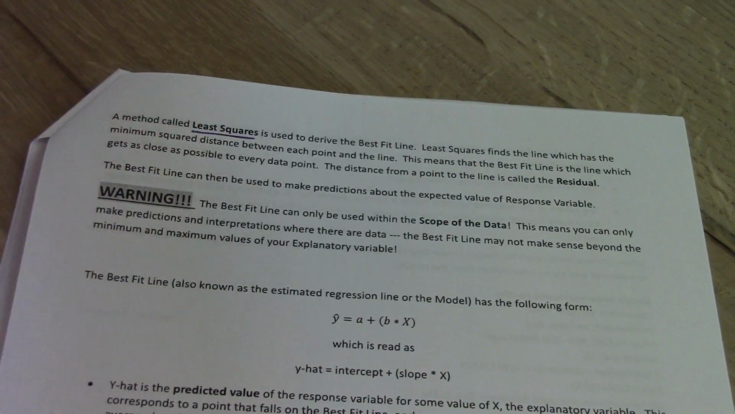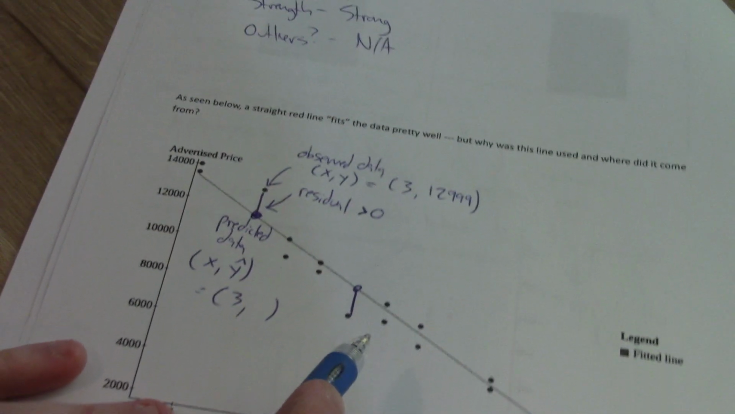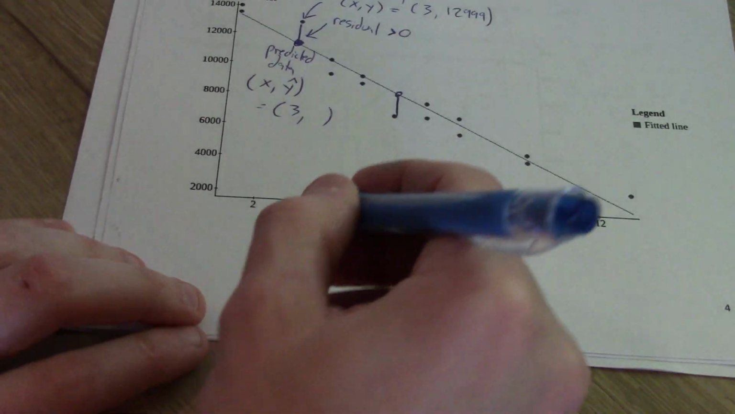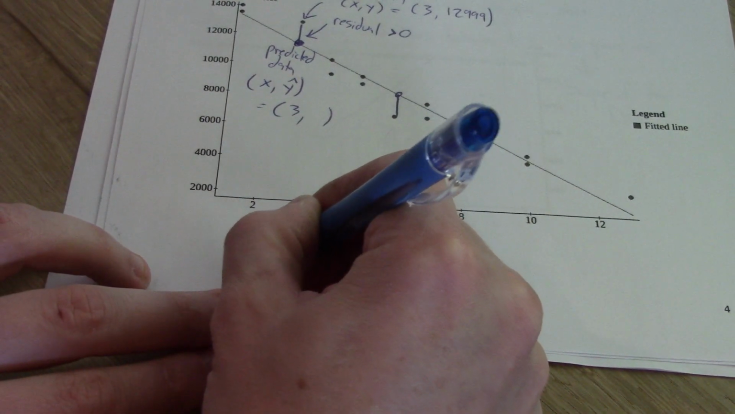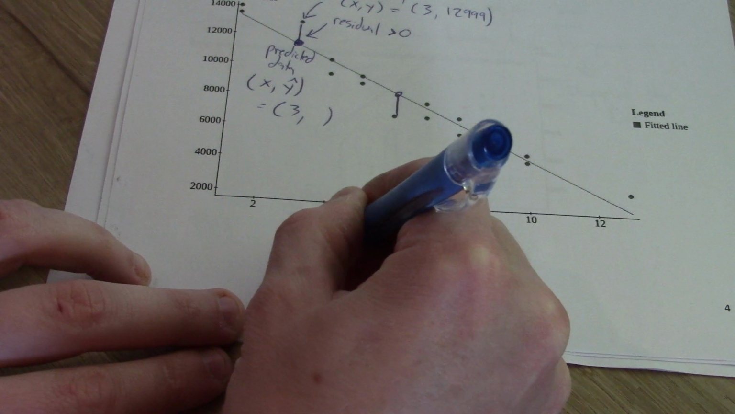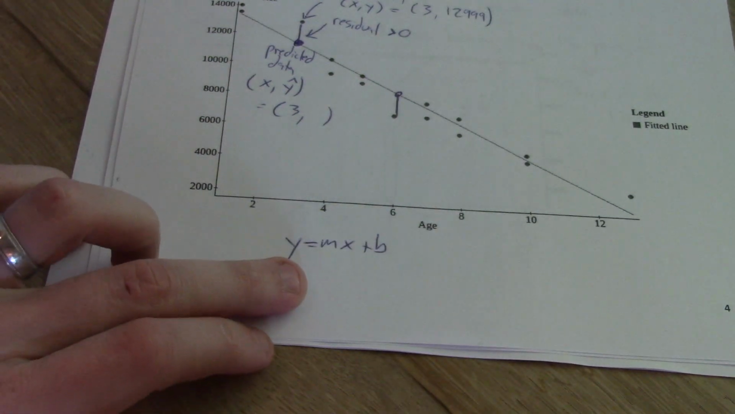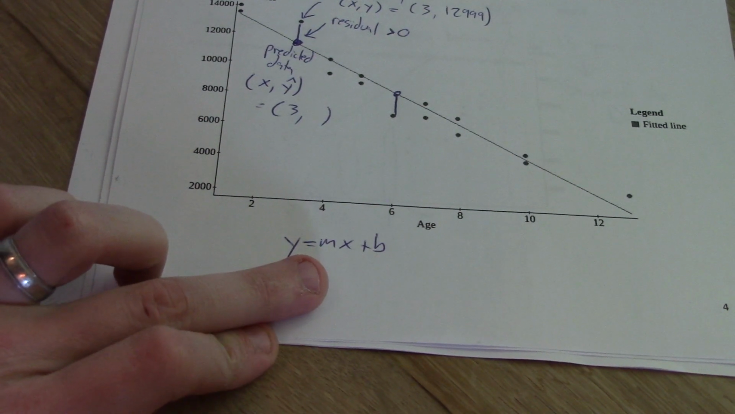So that's how the best fit line is found. Okay. So what's actually being found is the equation of this best fit line. As we discussed before, you probably learned that for any straight line, it has the equation y equals mx plus b.